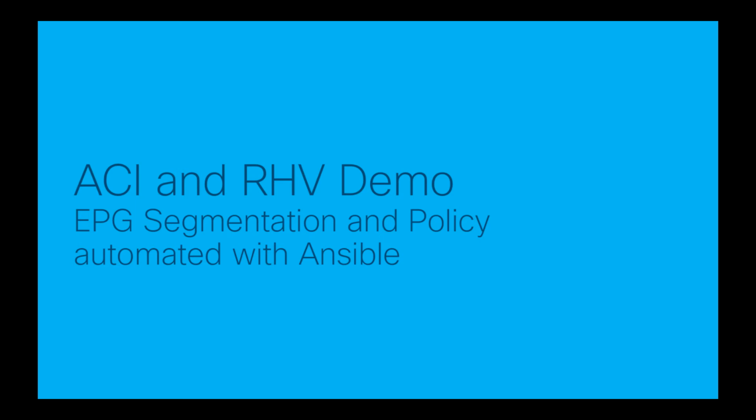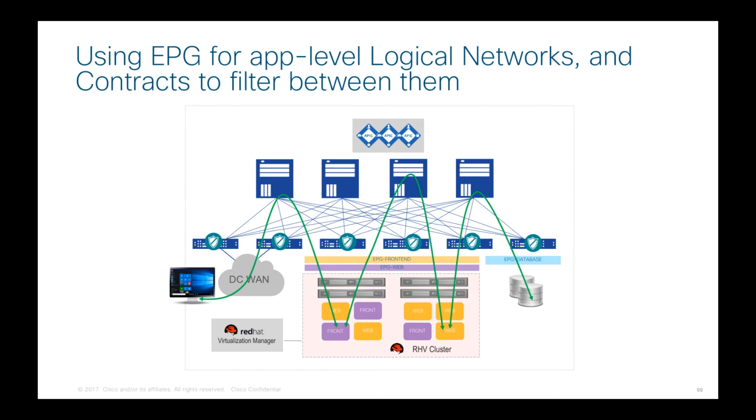We will be showing how to leverage EPG segmentation and policy and how to automate a full stack with Ansible. We will be working with a three-tier application that has a web component, a bare metal database, and a front-end. The front-end and web components will be running on the Red Hat virtualization cluster.